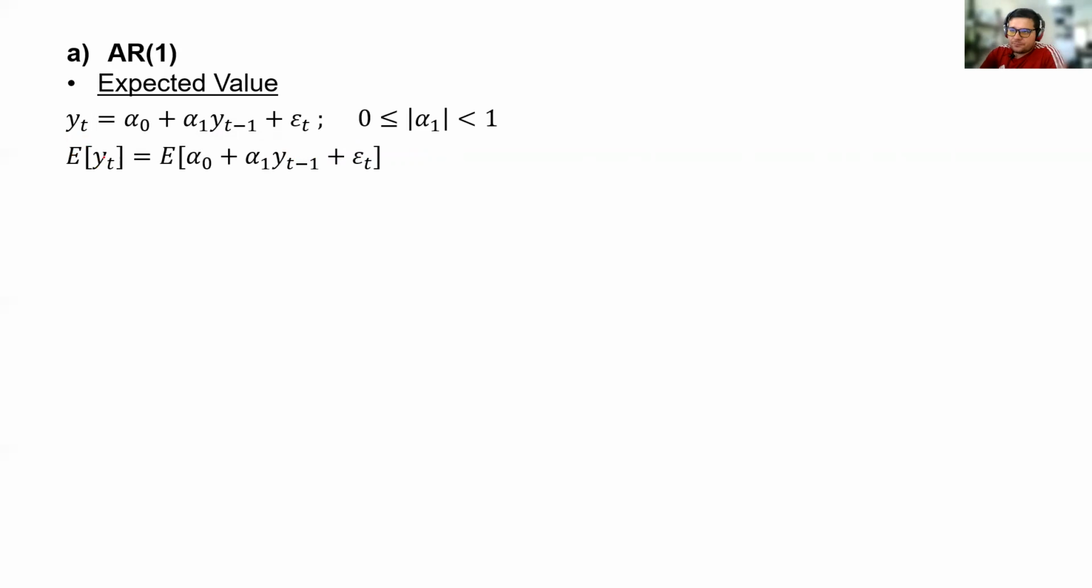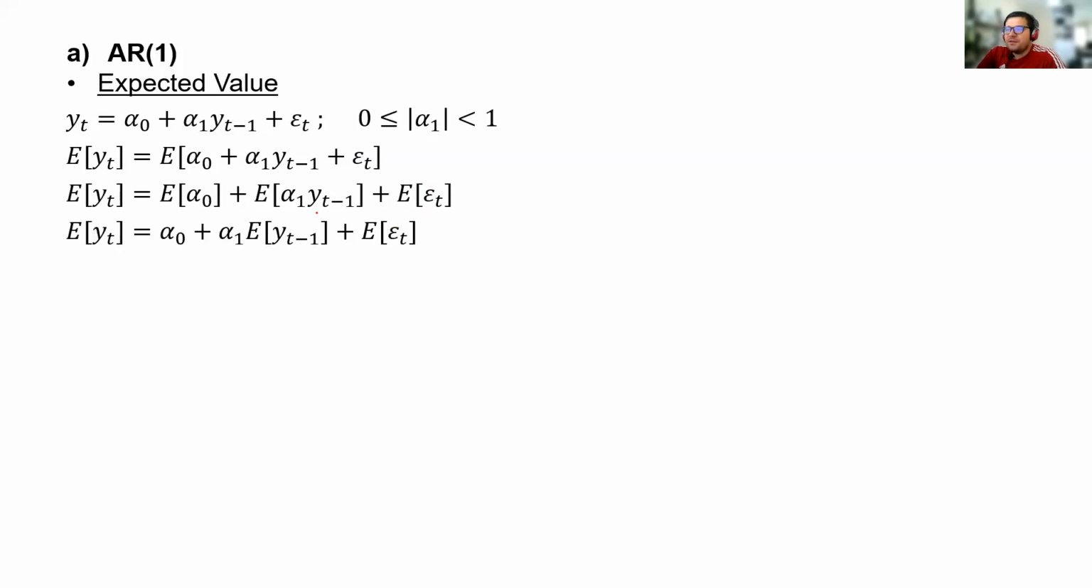from statistic theory, if you already took that course, this should be familiar to you guys. If not, it's just an operation we need to apply to both sides of the equation. So expected value of YT is equal to the expected value of all of this. And this operation has the property of being distributive. So the expected value of an addition of terms is equal to the addition of the expected value of the terms, right? So expected value of this equals expected value of alpha 0 plus expected value of alpha 1 YT minus 1 plus expected value of ET.